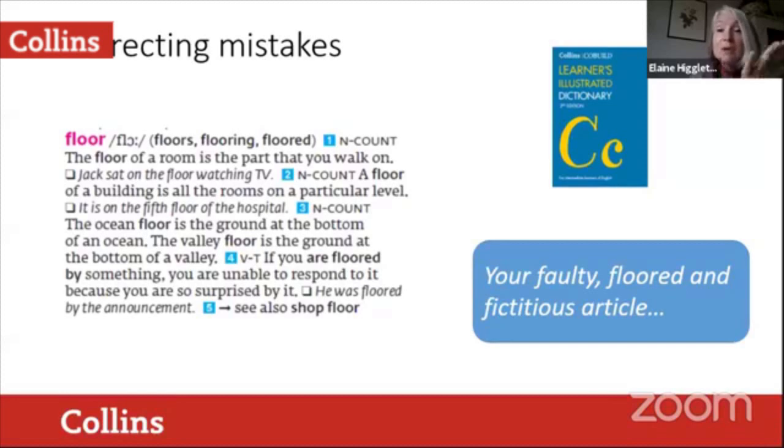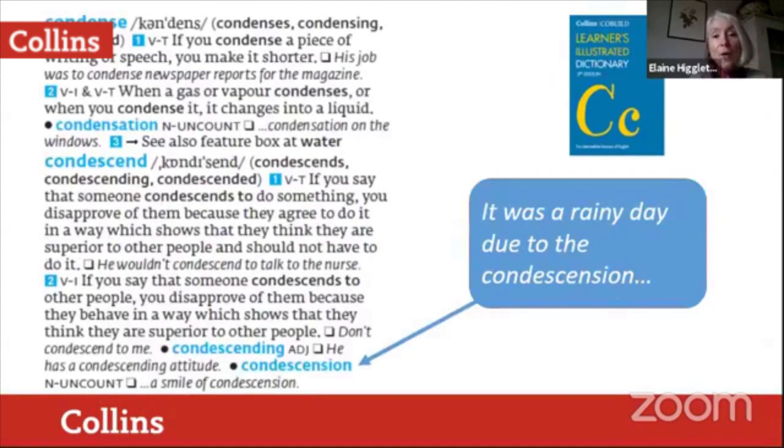So we need them to be using their dictionaries. Dictionaries are not just for spelling. What about this one? It was a rainy day due to the condescension.